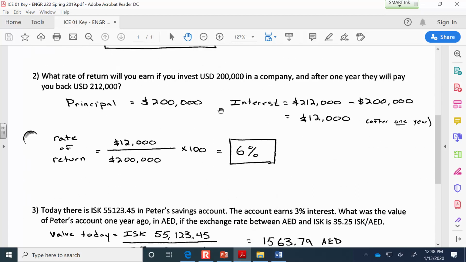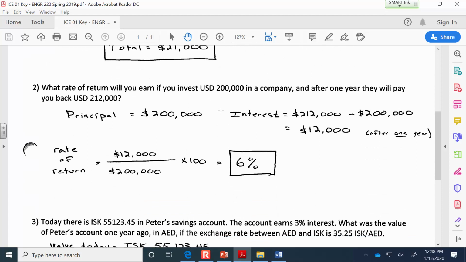All right, so problem 2. What's the rate of return if you invest $200,000 and they pay you back $212,000? So the interest amount is $12,000. That's the extra they're giving after a year. And so as a percentage, to calculate the rate of return, it's the interest amount of $12,000 divided by the principal, which is the original amount that was invested. So that's a 6% rate of return.